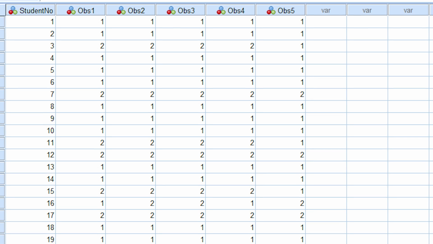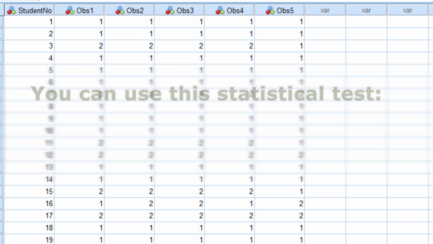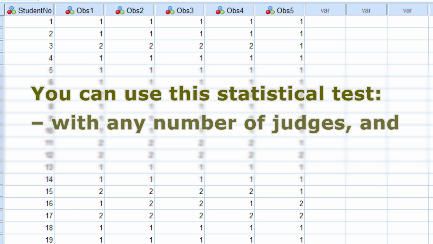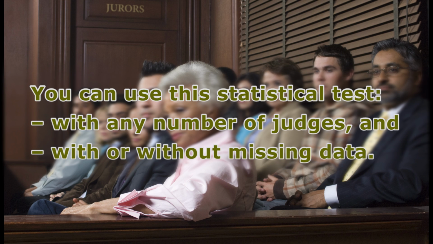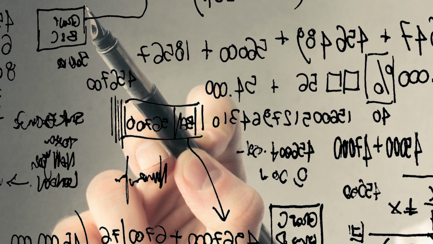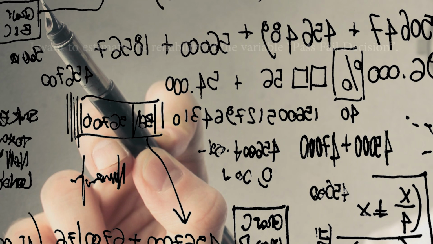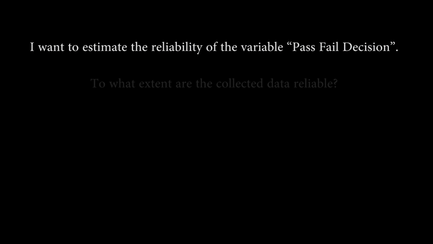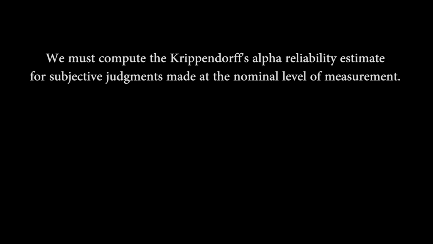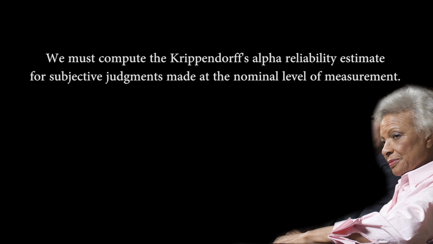One thing that makes the Krippendorff alpha special is that you can use this statistical test with any number of judges, and you can also have missing data. I call this variable pass-fail decision, and as a researcher I want to estimate the reliability of this variable. In other words, to what extent are the collected data reliable? In this video, I'll compute the Krippendorff alpha reliability estimate for subjective judgments made at the nominal level of measurement.